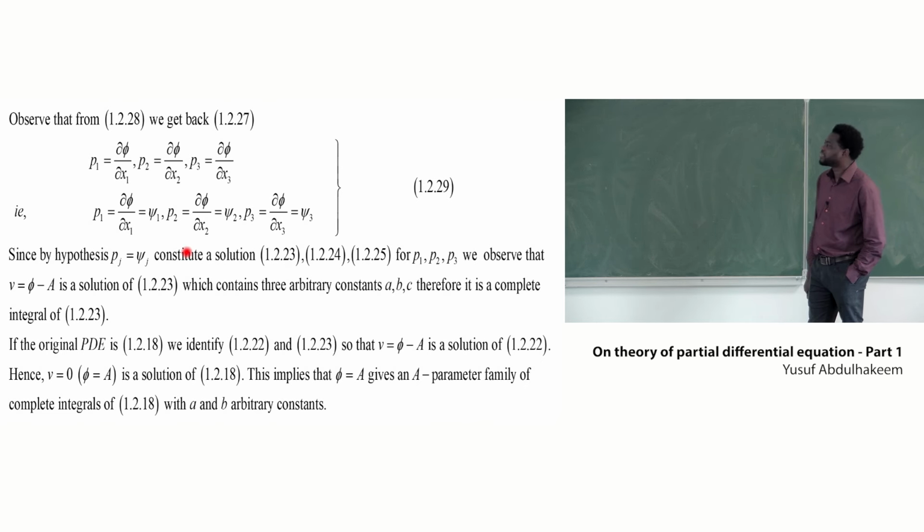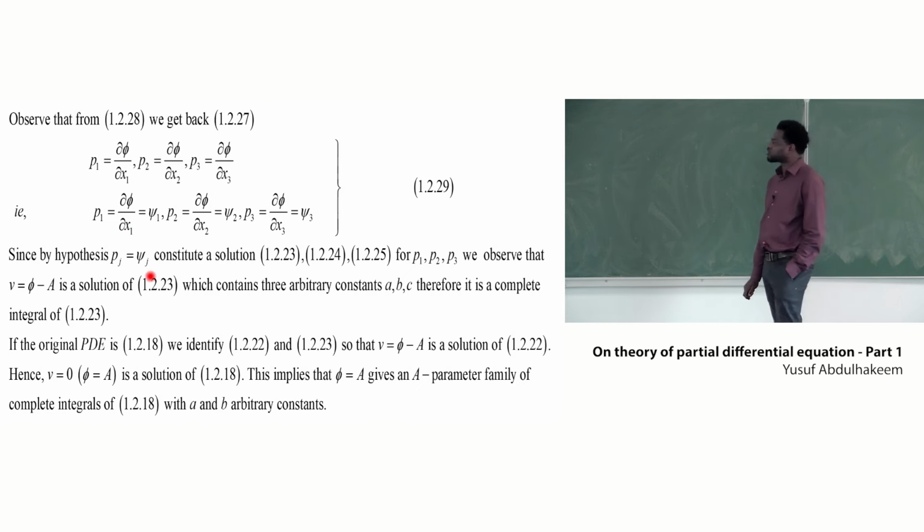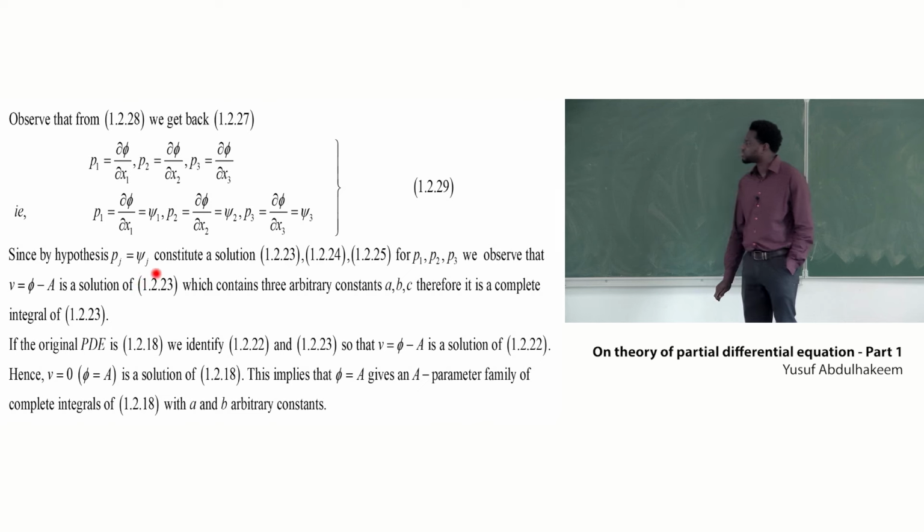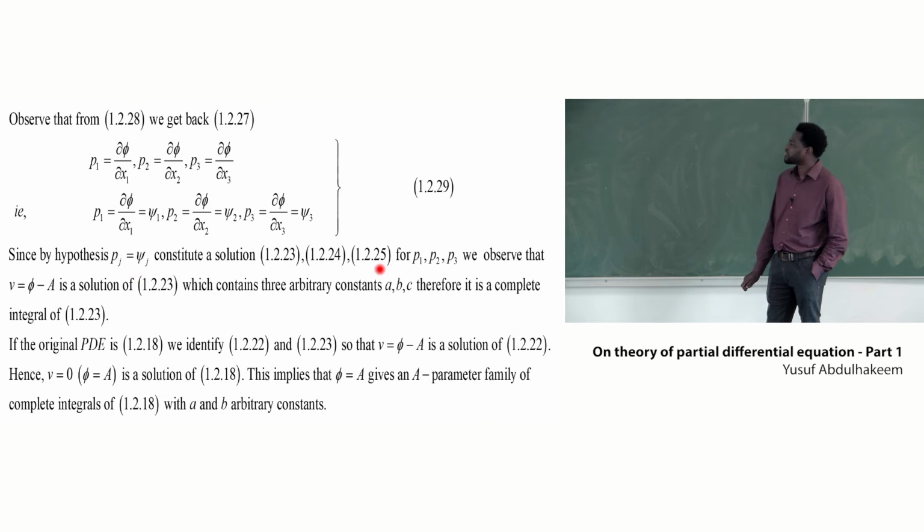So P1 is given as this, P2, and then we have our P3. So then we can round them. Of course, we have said our Pi is equal to phi_i. So if P1 is equal to this, surely it is the same thing as phi_1, the same thing as P2, the same thing as P3. Since by hypothesis this is equal to this, then they constitute a solution, this for this.